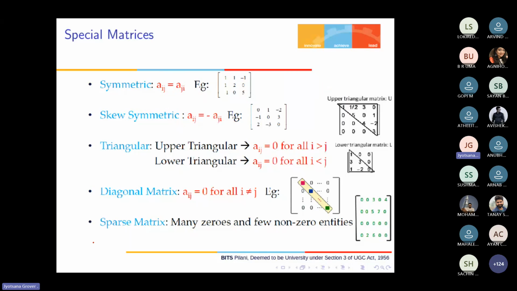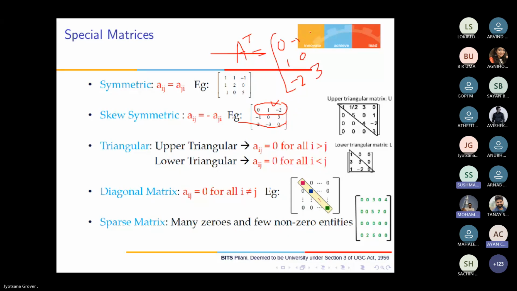Now let me check its transpose. So let's compute the transpose of this. Okay, tell me what is the transpose. So the first row will become the first column. What will be the first column? 0, 1, minus 2. Yes. What is the second column? -1, 0, 3. Then what is the third column? 2, minus 3, 0.